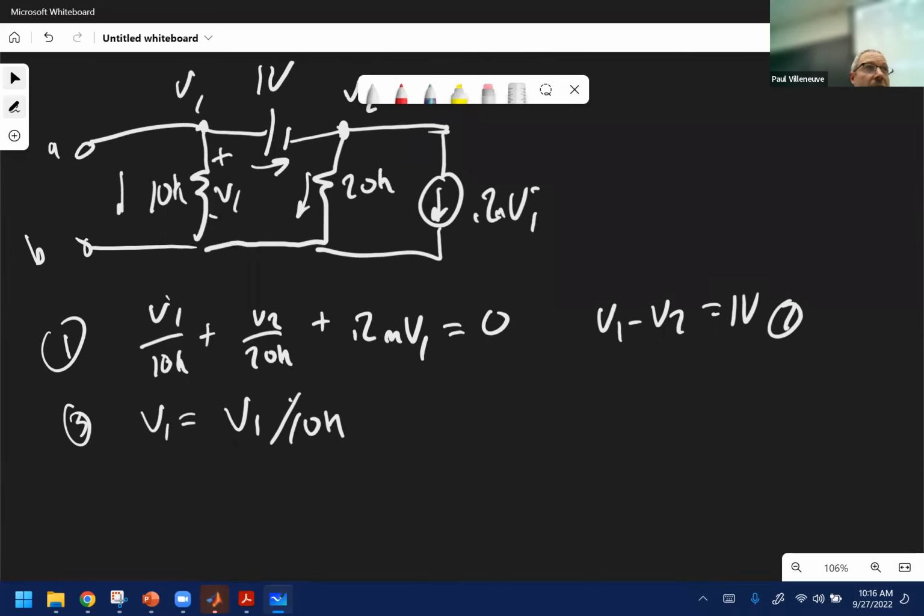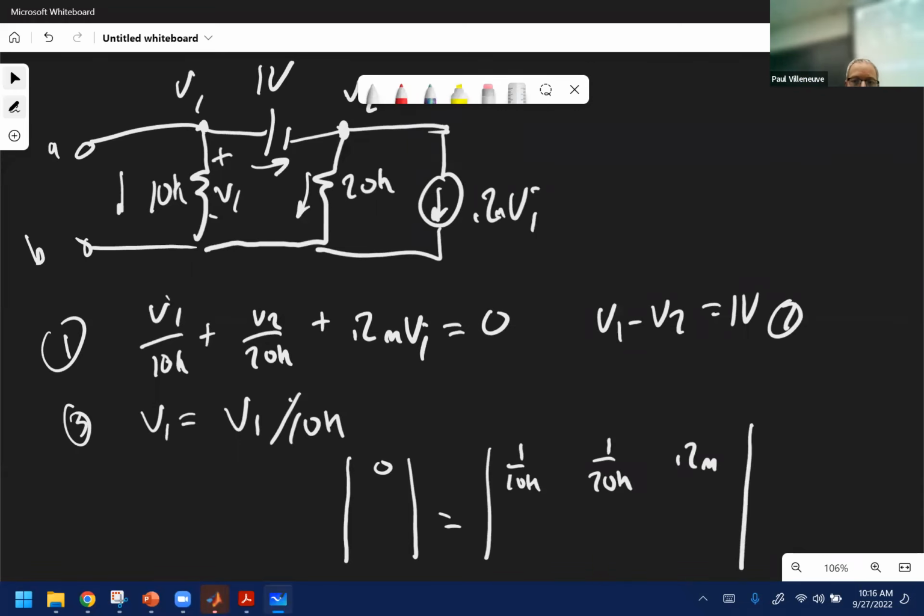So now I just got to go ahead and put this into a nice form. So I'm going to go ahead and set up my matrix. Here's my first equation. It's set equal to 0. This is going to be equal to, and I'm going to go V1, V2, and then VI here, okay? So this becomes 1/10K, 1/20K, and 0.2 m. So now I can, and I just recommend this to keep track.